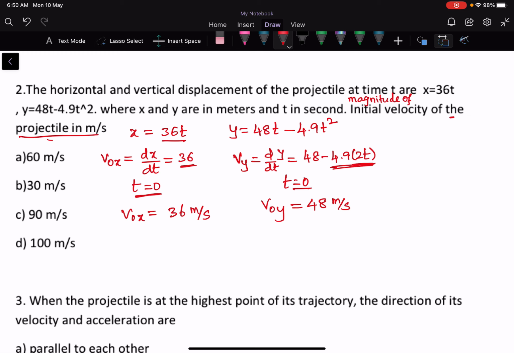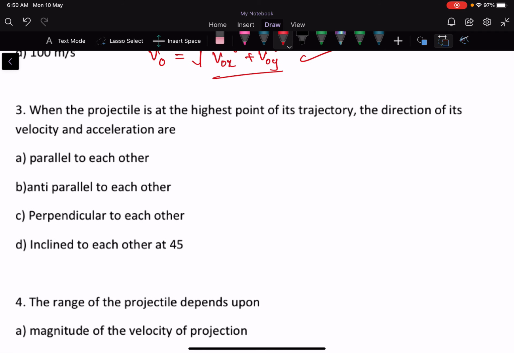So we need to find the magnitude of the initial velocity. The magnitude of initial velocity is the square root of v0x square plus v0y square. By substituting these two values here, you will get the answer for this question.